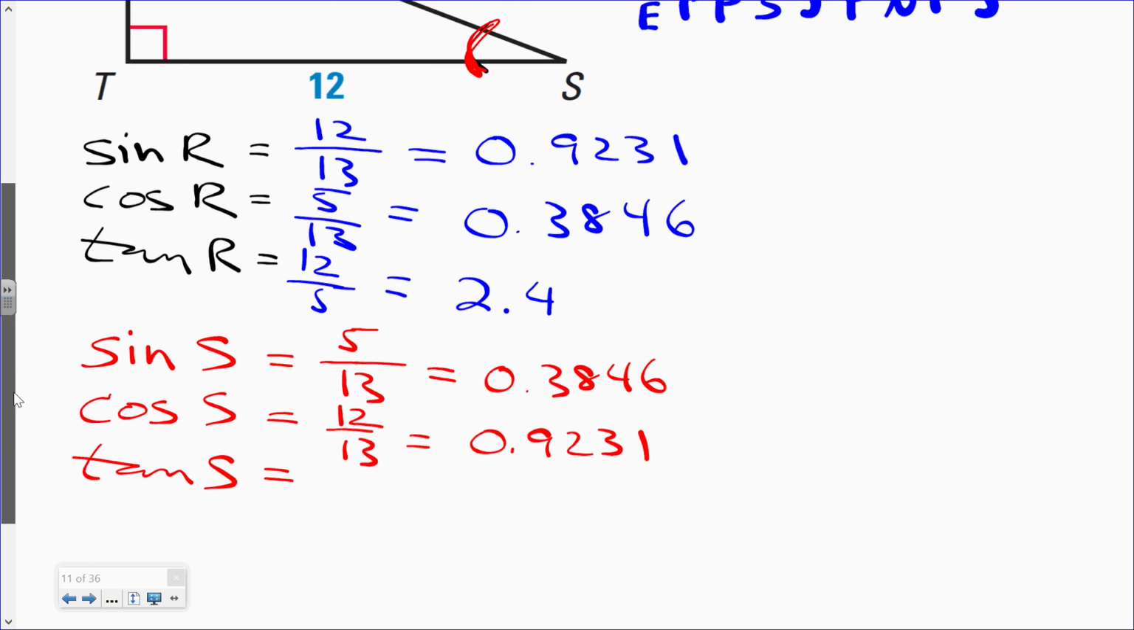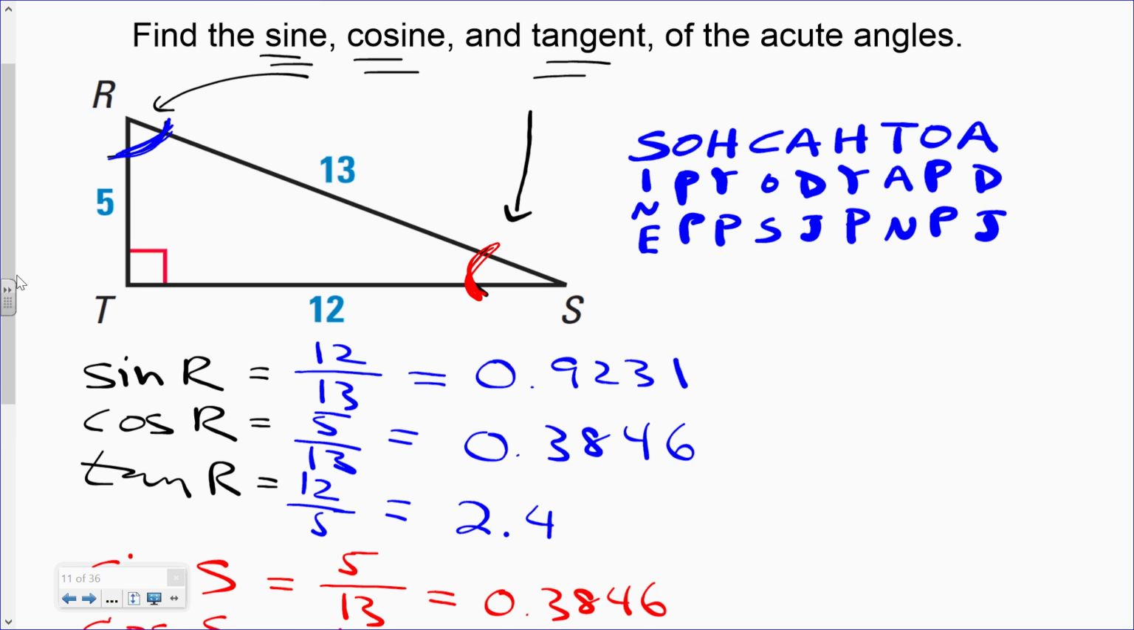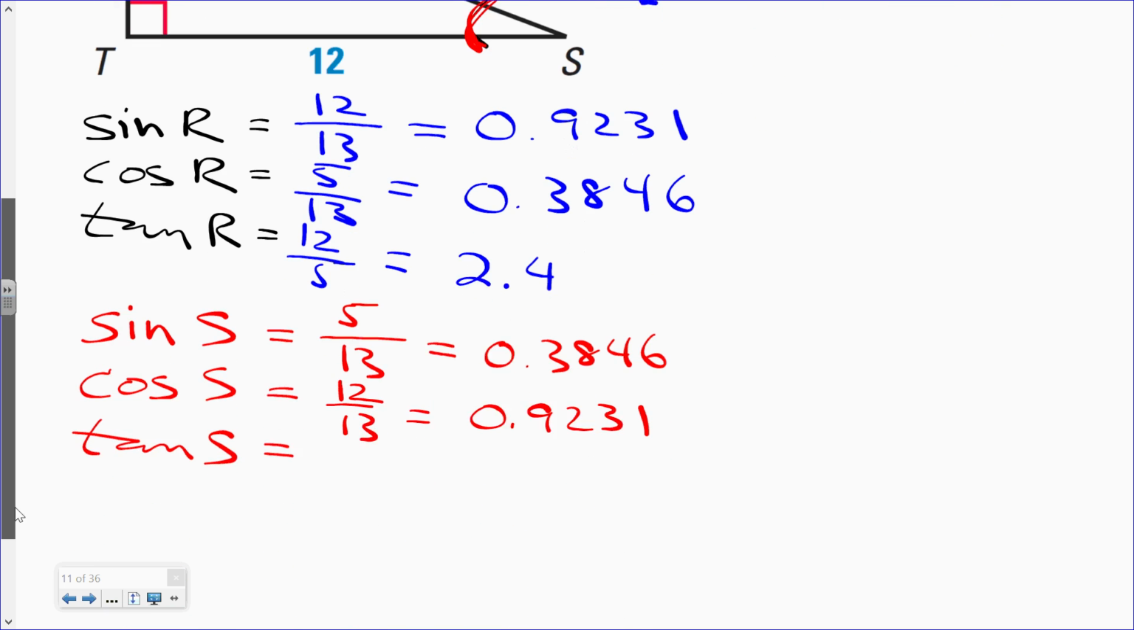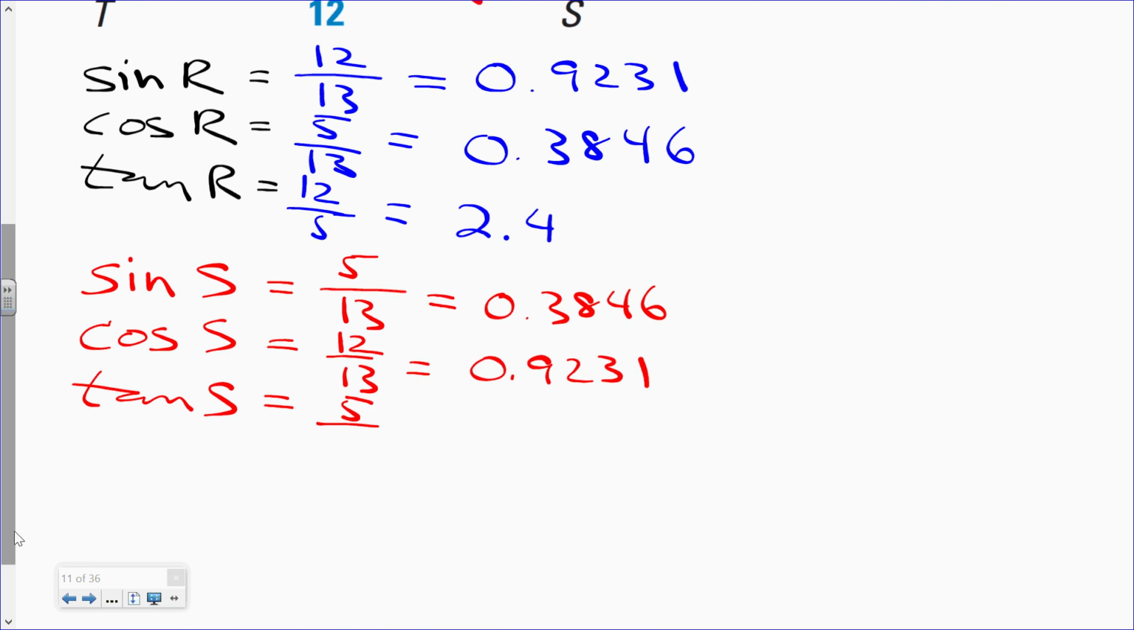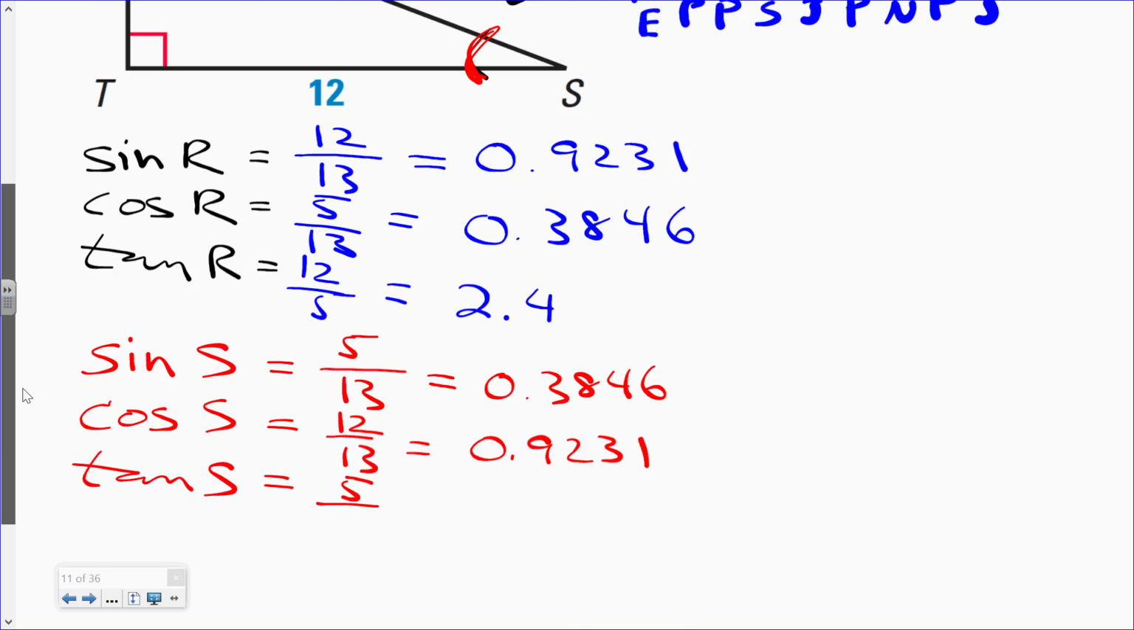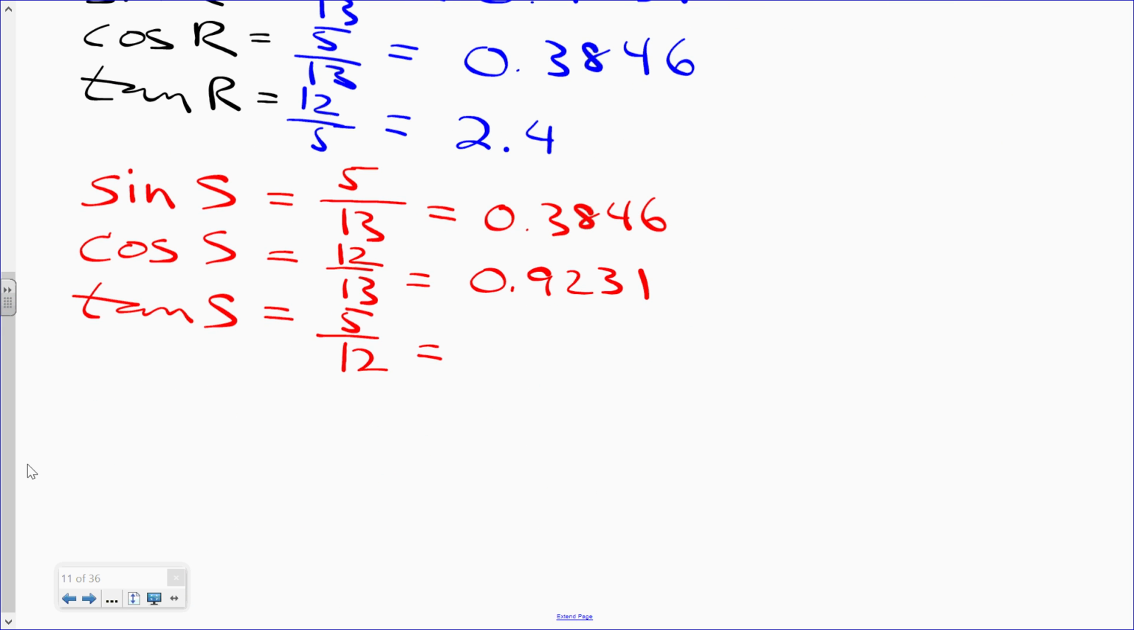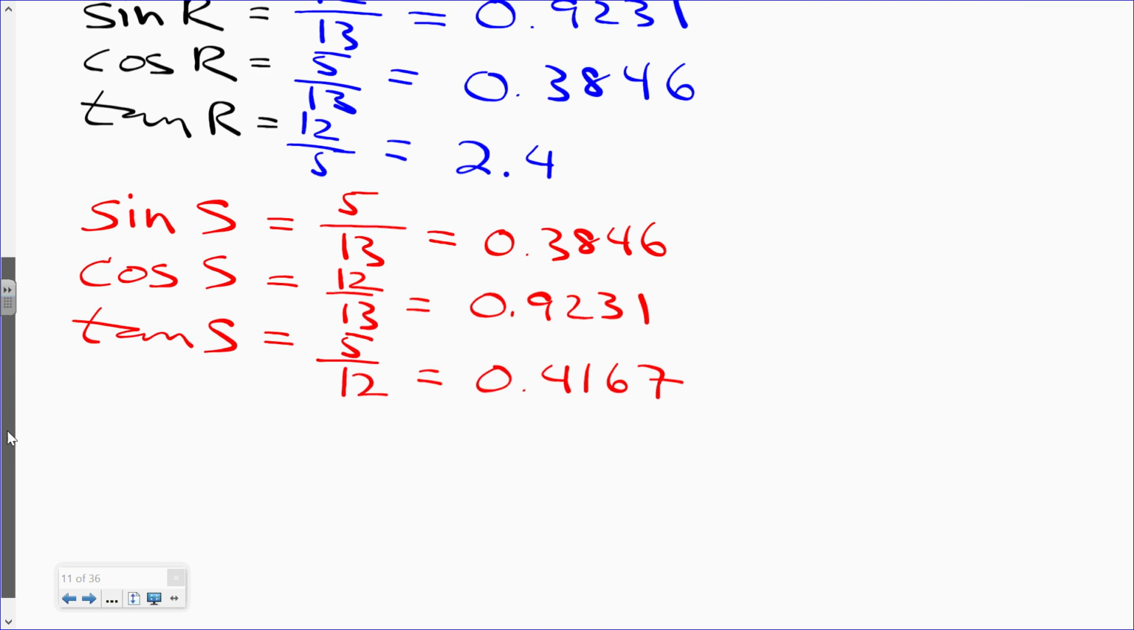Tangent of S. So SOHCAHTOA: tangent is opposite over adjacent. Opposite of S is 5, adjacent is 12. So 5 over 12. Round off correctly now. Here we go. 0.41, and the fourth decimal: 6.6 or 6.7? Thank you.